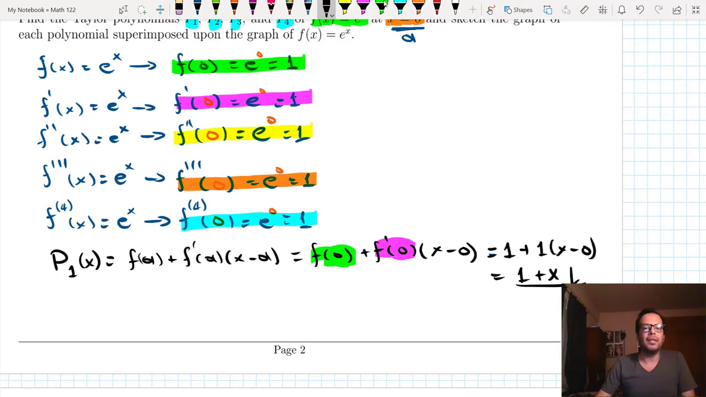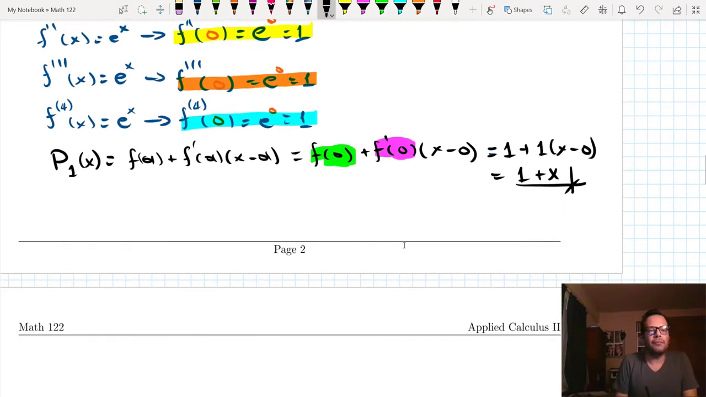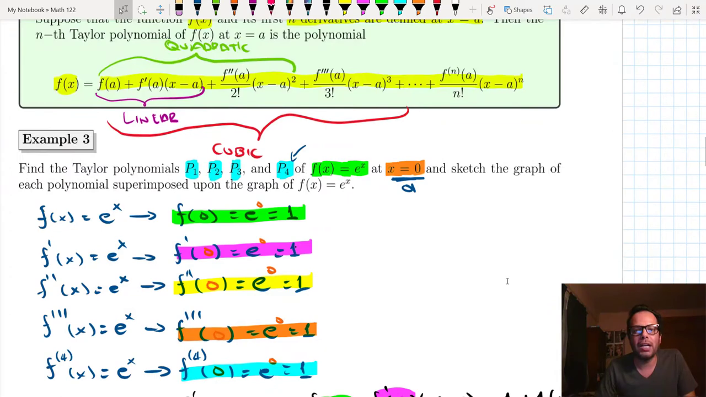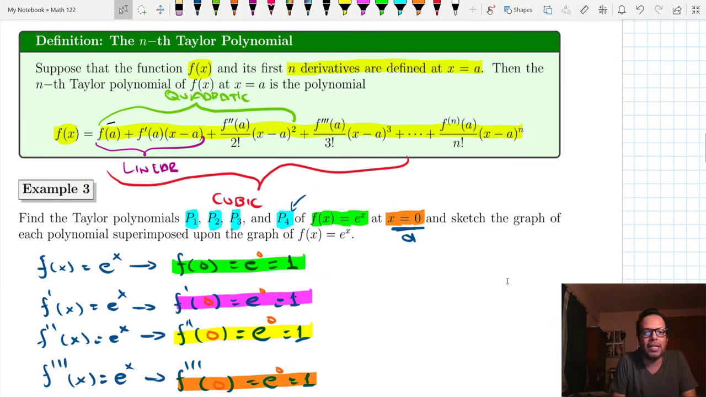Okay. Now, let's look for P2, which is the second degree polynomial. That'll be f of a plus f prime of a times x minus a plus f double prime of a divided by 2 factorial times x minus a to the second power. In this case, we stop there. Let's check with our generalized form for quadratic, the one we highlighted in green. That is the first 3 terms. Those are the terms that we are using.